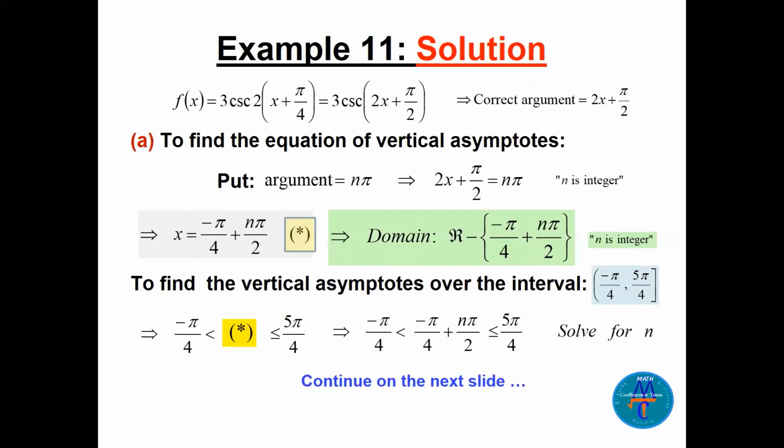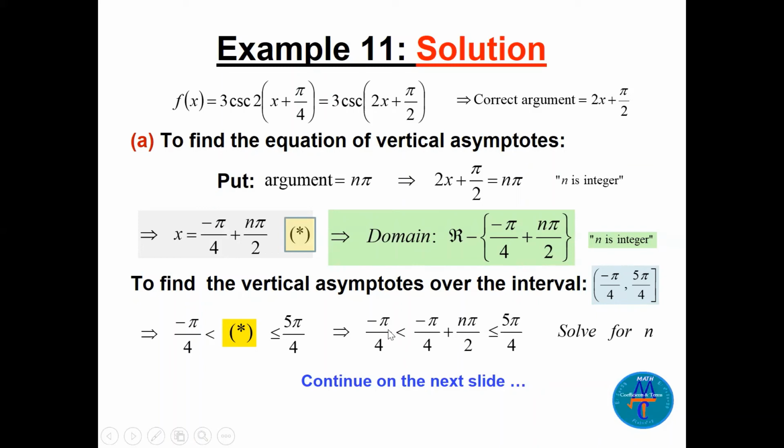That means we add them. So to find the vertical asymptotes in this interval, the given is minus pi over 4 to 5 pi over 4 closed. We create an inequality. We put open minus pi over 4 to closed 5 pi over 4. So I put the equation here, minus pi over 4 plus n pi over 2, open and closed. And then I solve this compound inequality.